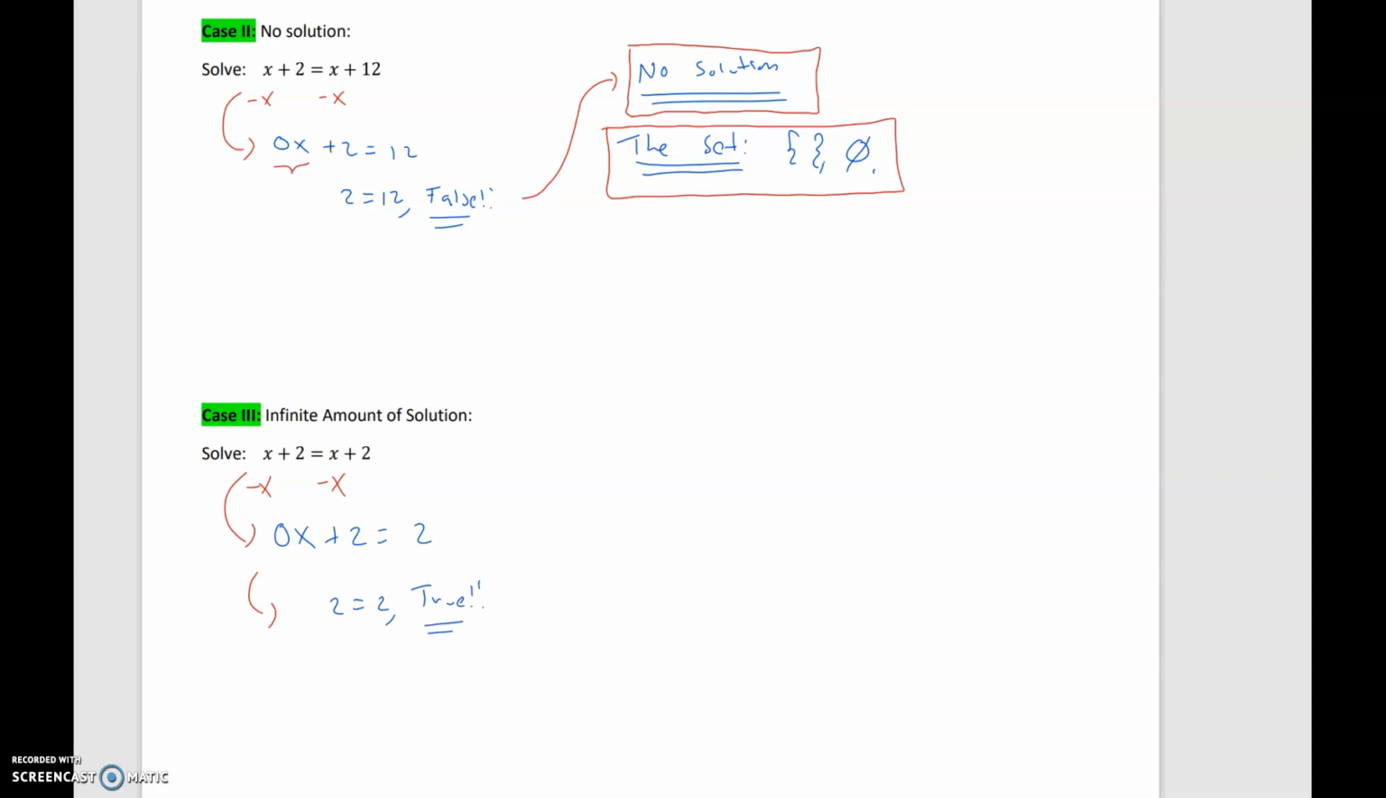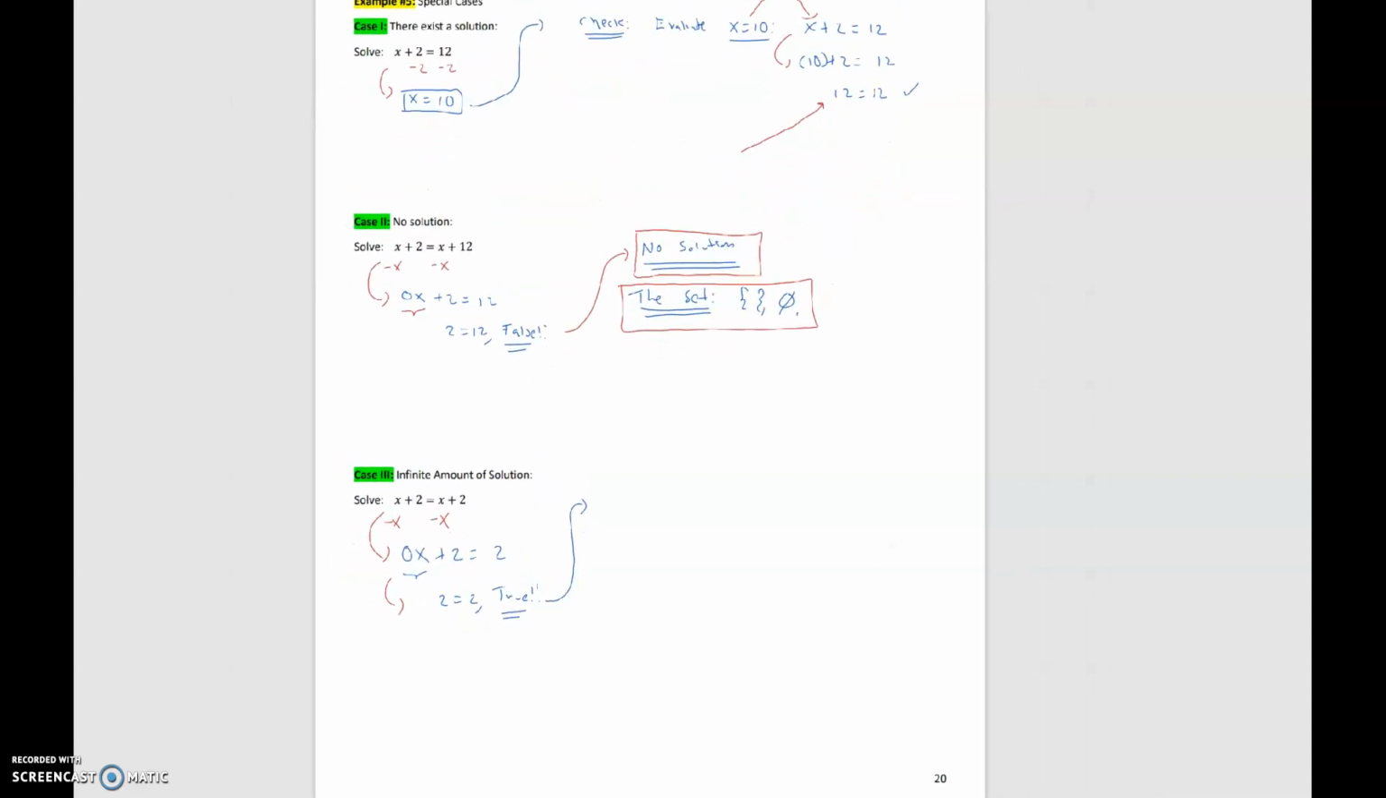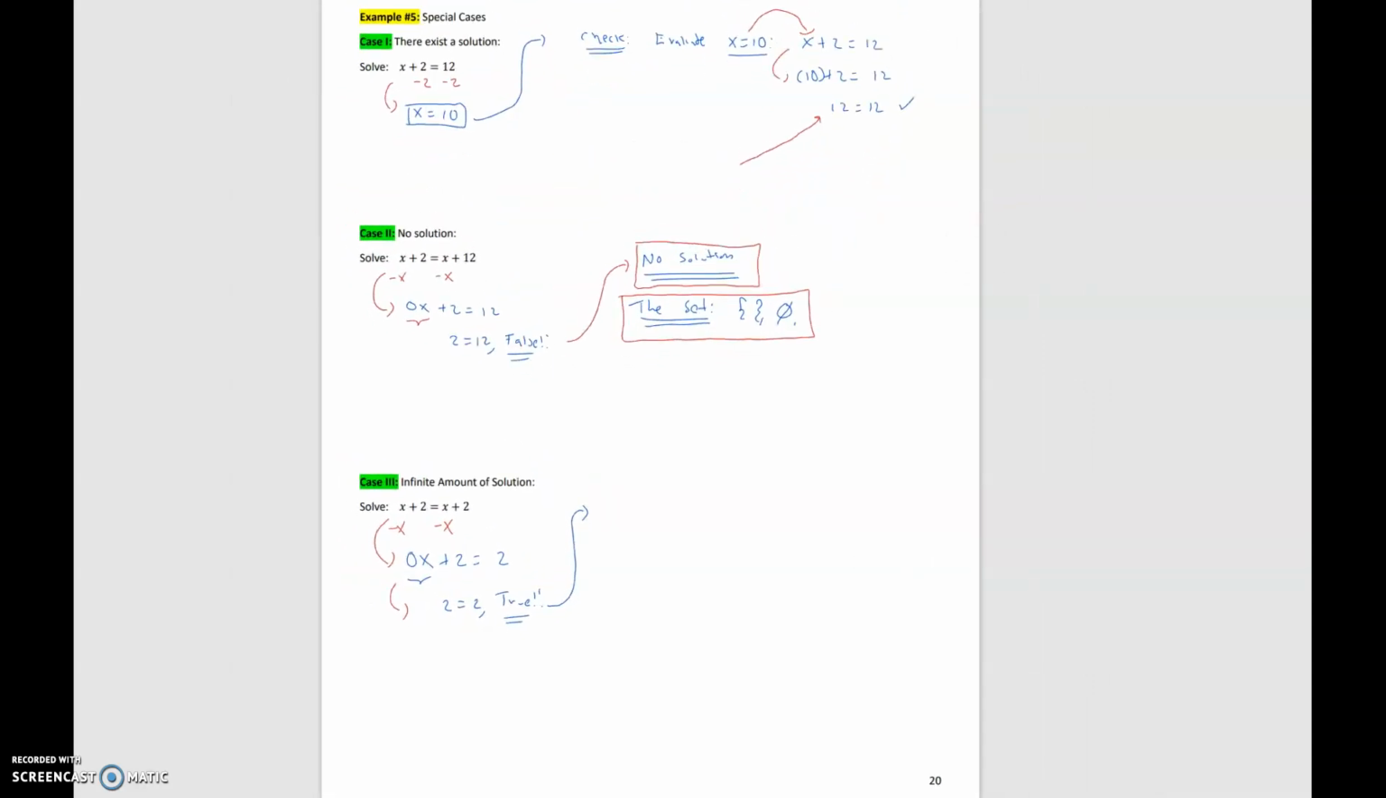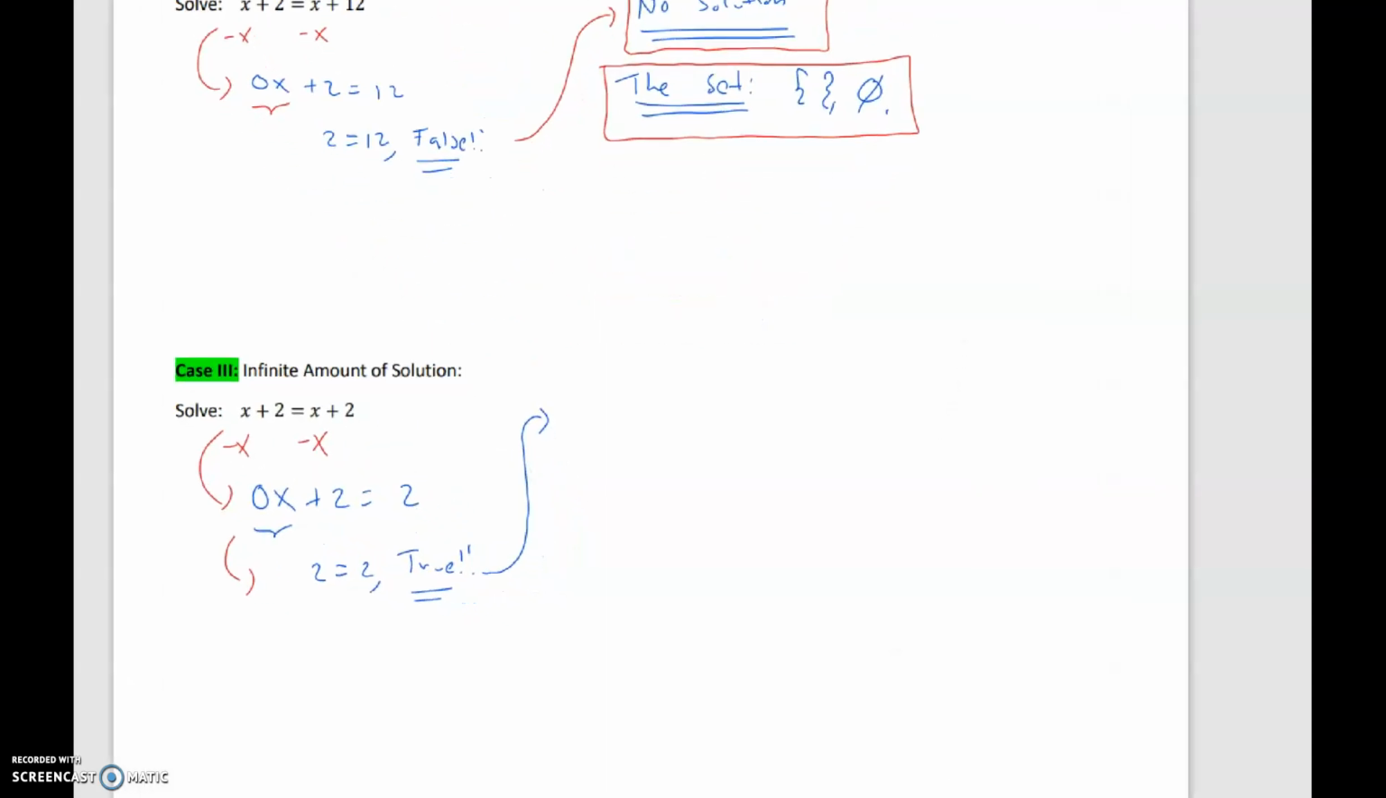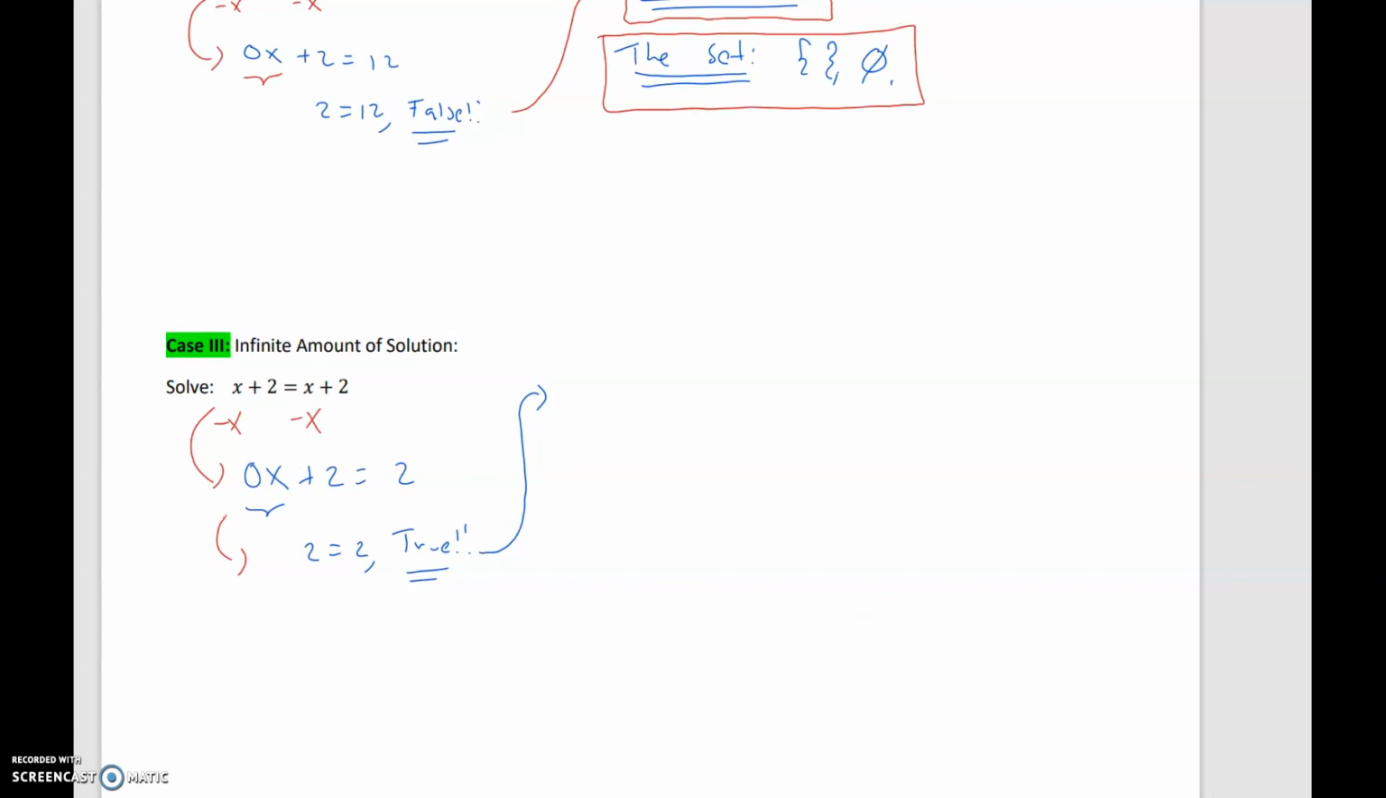But here's the problem. In this specific true statement, we don't have x is equal to a number. As a matter of fact, your x's cancel out. So if your x's cancel out and you don't end up with x is equal to a number, like for example, in case number 1, where we ended up with x is equal to 10, in this particular case, any value will work and any value will give you a true statement. So automatically, once your x's cancel out, you would basically say infinite amount of solutions.